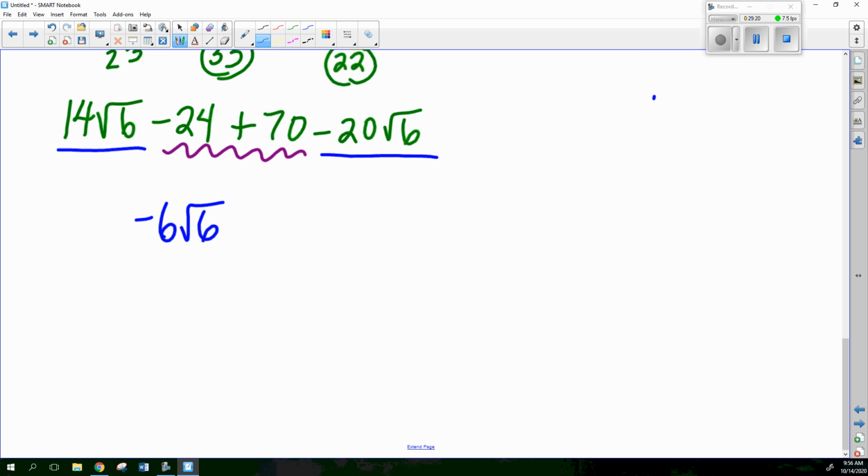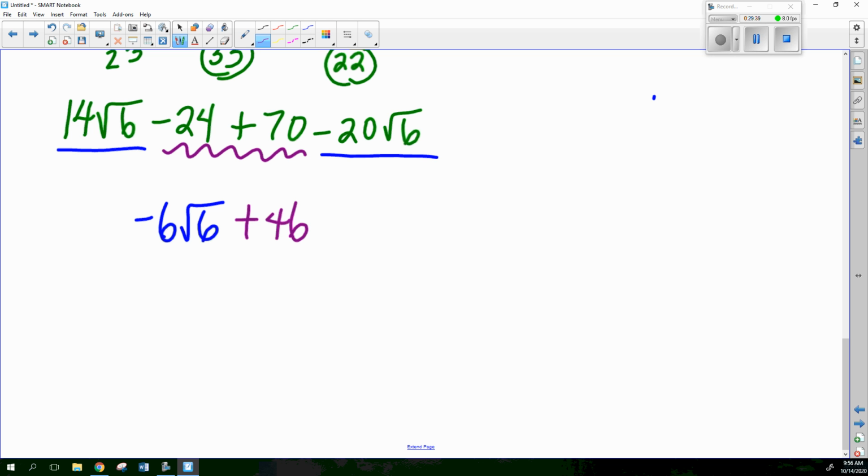Are they like terms? Yeah, they're just regular old constants. No square roots, no variables, no nothing. They're definitely like terms. What's -24 plus 70? Good.